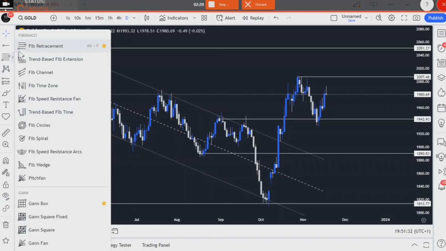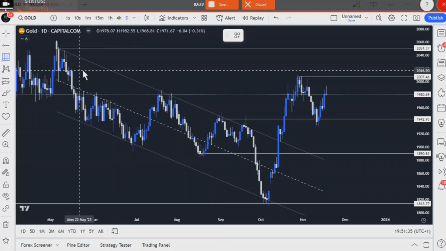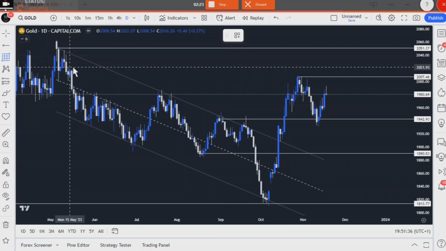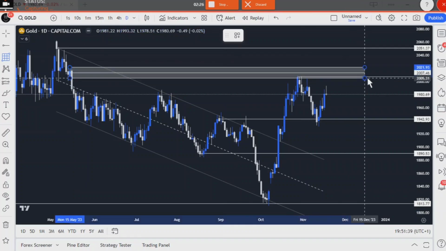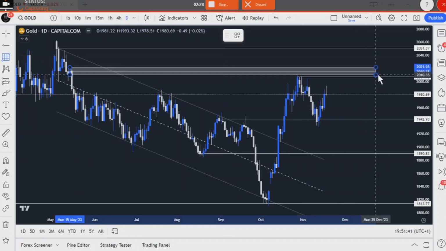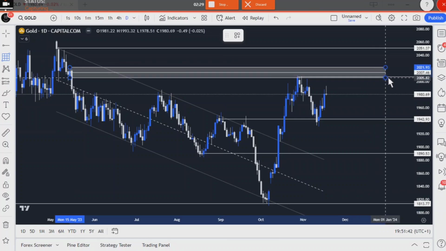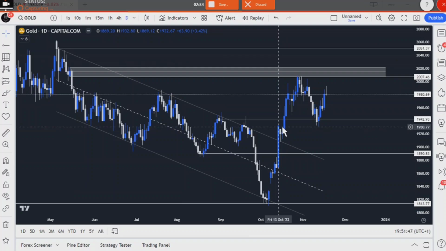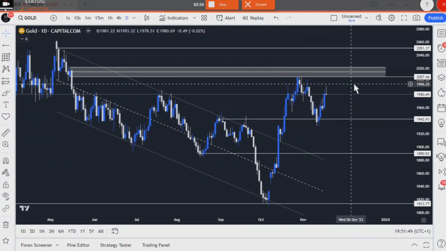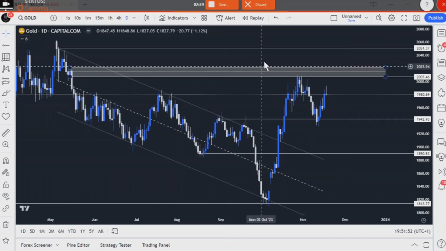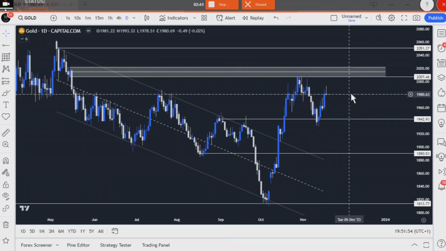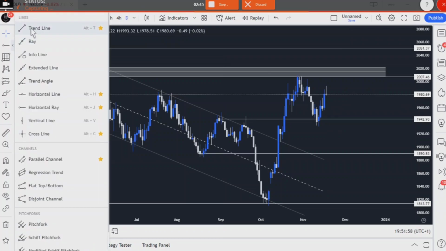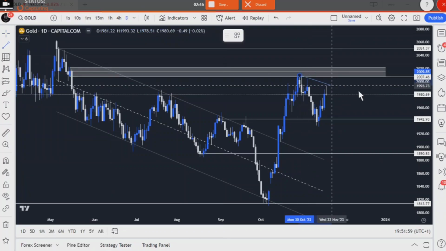I used the Fibonacci retracement, the Gann box, and all these tools just to mark out important levels for me. As you can see, if gold breaks above the 2007 zone all the way to the 2021 zone, I believe there will be room for a change of direction in the trend. If that happens. But if that doesn't happen and gold remains below it, we should be looking to sell.